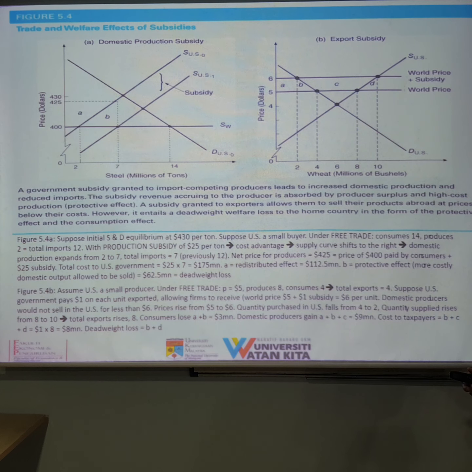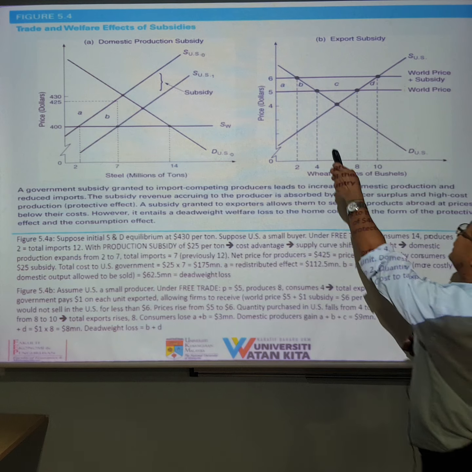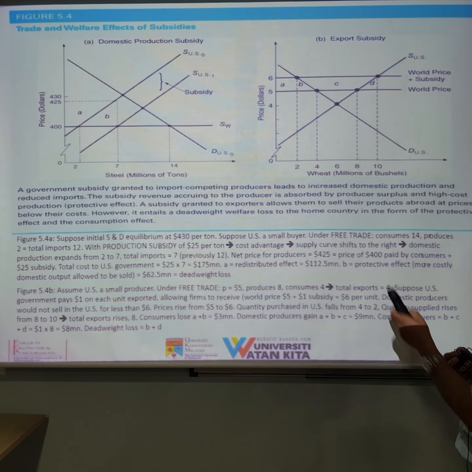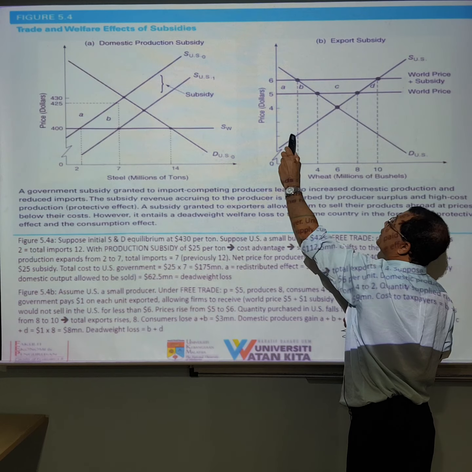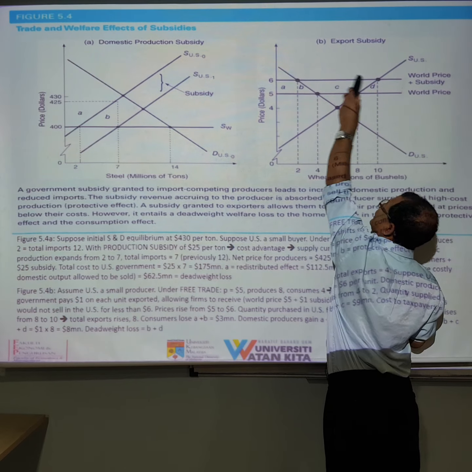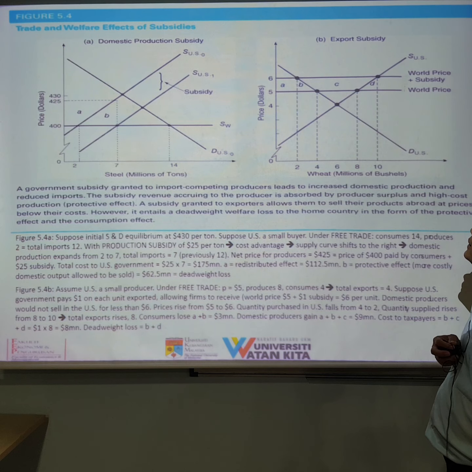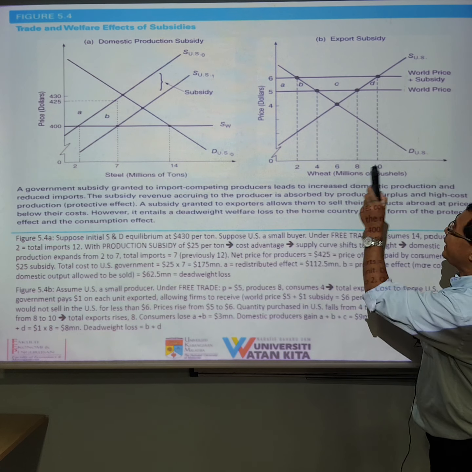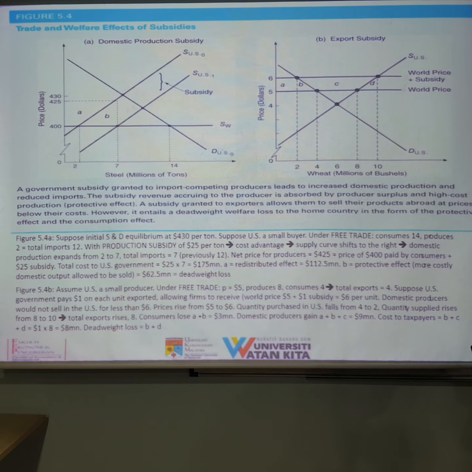So domestic producers gain A, B, C. Domestic producers gain because previously this is producer surplus. Now with the new line, with subsidies, it increases by A, B, C. So producers gain A, B, and C, which is calculated at 9 million.